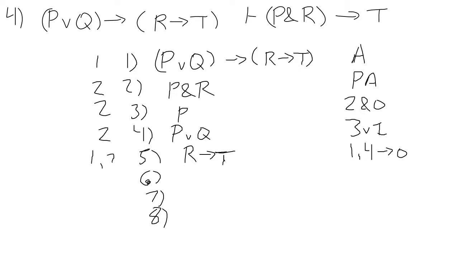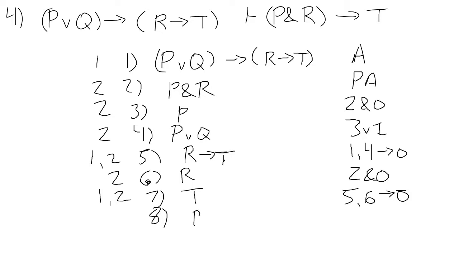So it's going to be 1 and 2. Now I'm trying to get towards T. So I will remove the R from 2 using my ampersand out. And then I'll toss it into this conditional statement, and I will get T. So from 5 and 6, arrow out, I get T. And then that's the consequent of my conclusion. It depends upon my PA and 2.